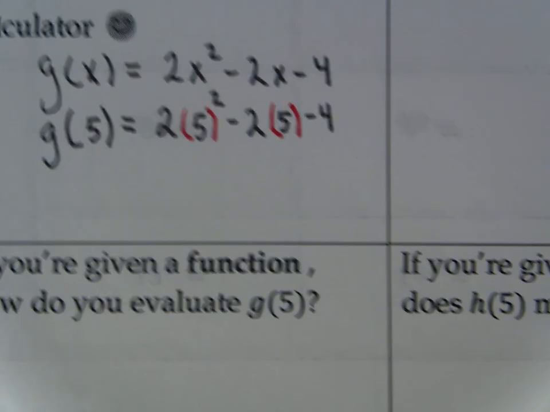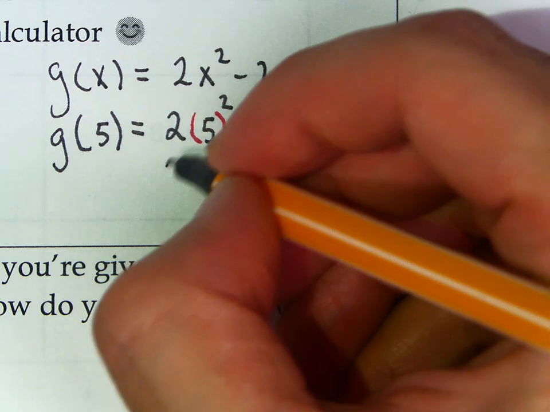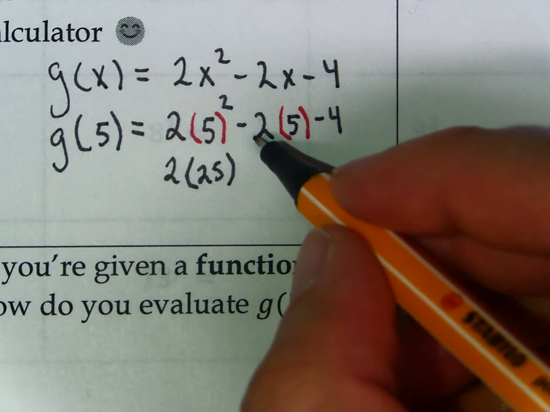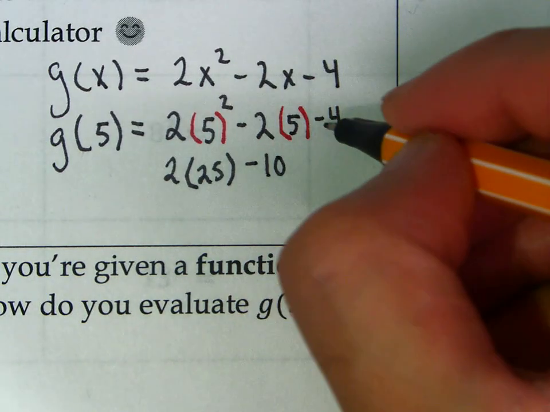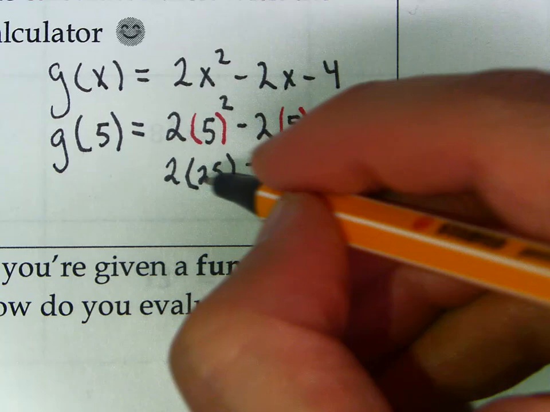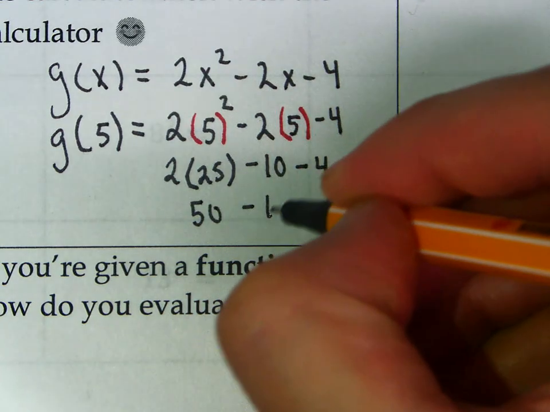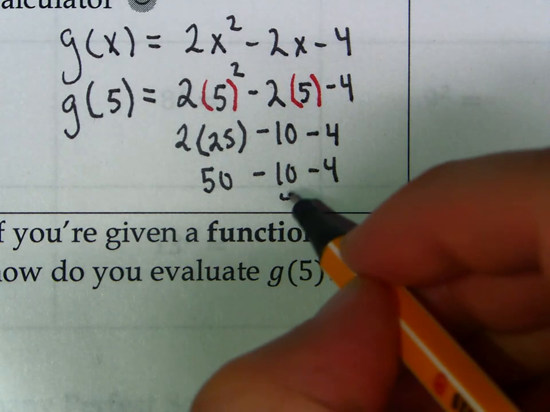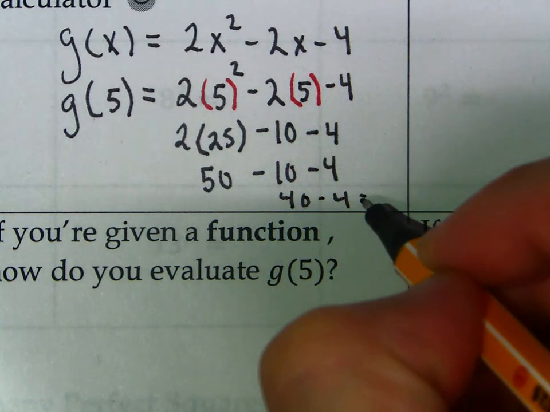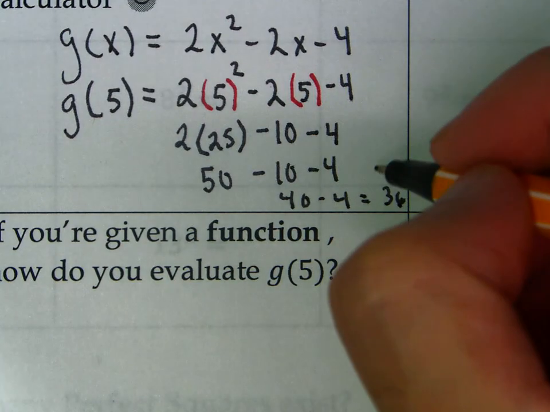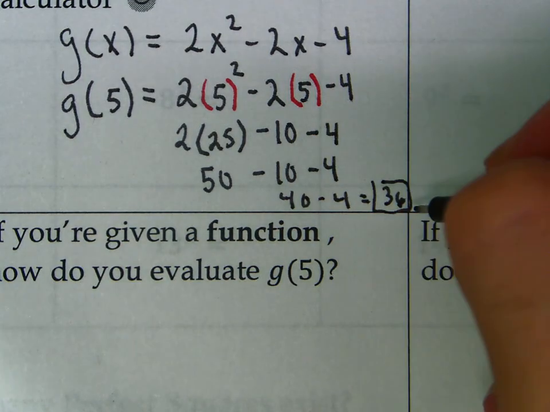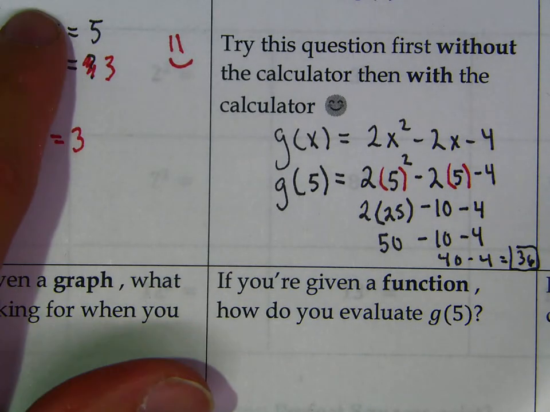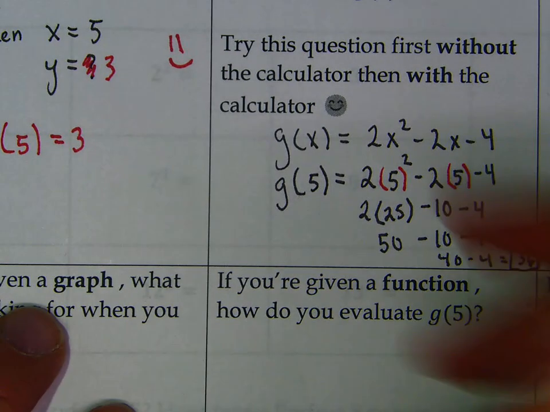All right. So notice that this becomes 2 times 25, right? Because you're doing the 5 squared first. Negative 2 times 5 is negative 10. This minus 4 is here. 2 times 25 is 50, minus 10 minus 4. What's 50 minus 10? That's 40 minus 4, which is 36. All right. What does this 36 represent, right? Go back. Take a second and think about what you did over here. What does this 36 represent?